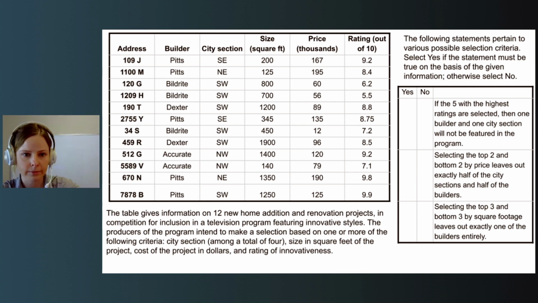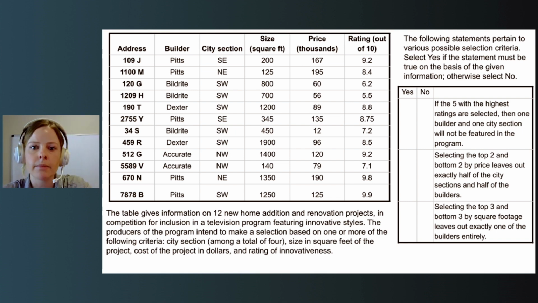Looking at the chart itself, we've got the address, the builder, city section, and then these sort of more numerical values regarding each house. All of that seems to make sense. So let's talk through the questions. These are yes/no questions, and we are told that we are to select yes if the statement must be true, given the information. Otherwise, we select no.